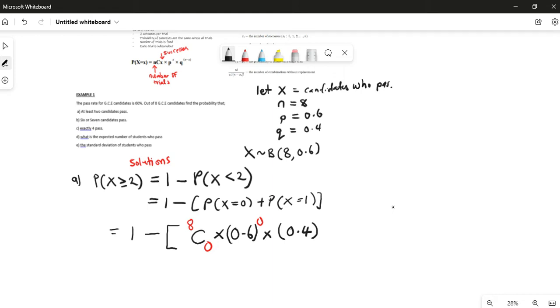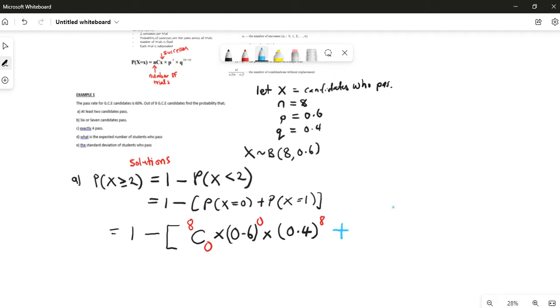All right, to the power n minus x. N is 8, x is 0, so we say 8 minus 0. That will give us 8. 8 minus 0 gives us 8. All right.